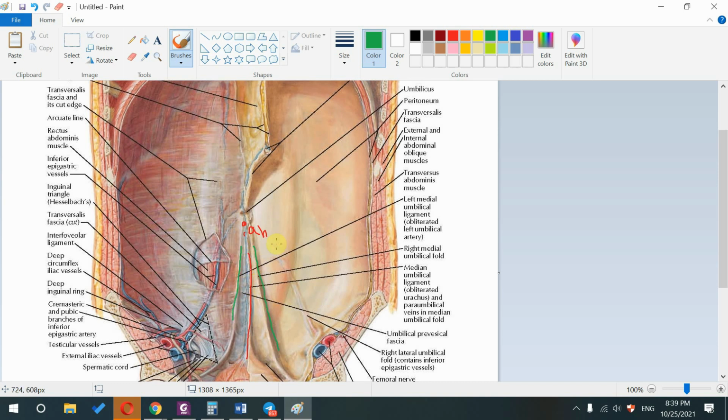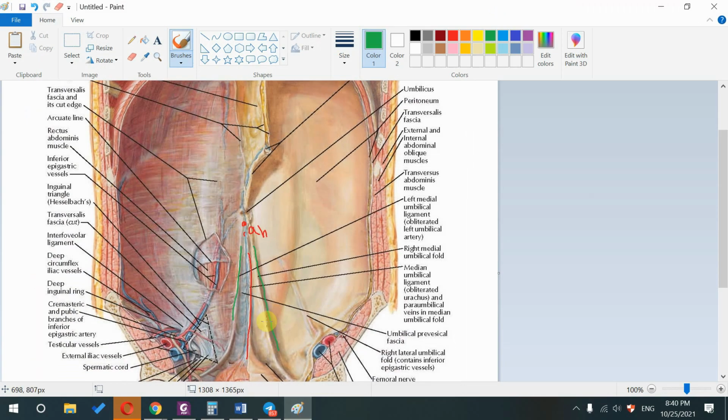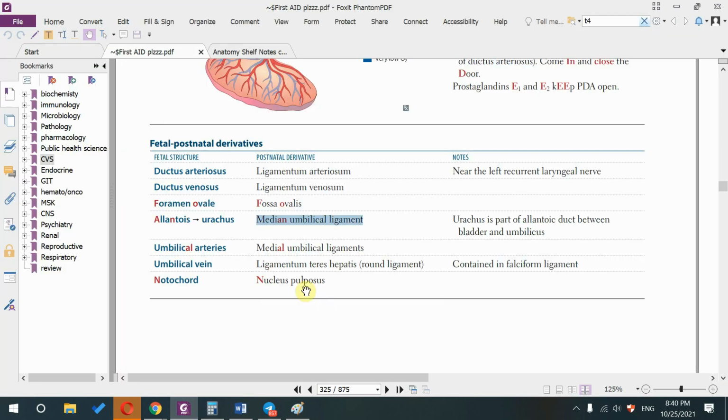And there is also another 2. If there is a median umbilical ligament, there is a lateral umbilical ligament. Each one of these originated from something, so let's see what they originated from. They can show you a picture of one of these ligaments, give you an arrow, and tell you what that originated from. The median one originated from the allantois.